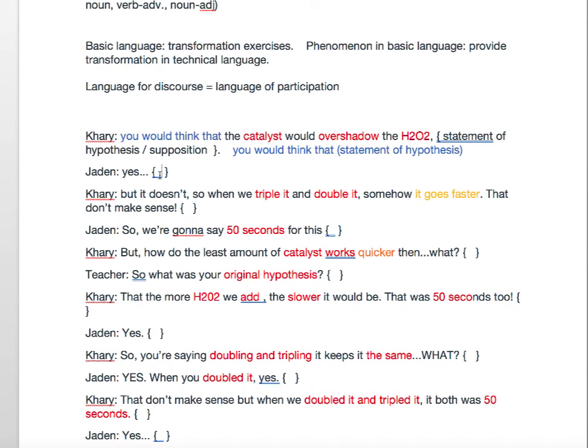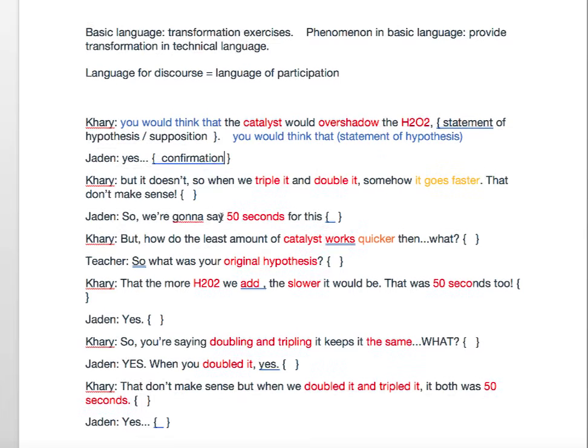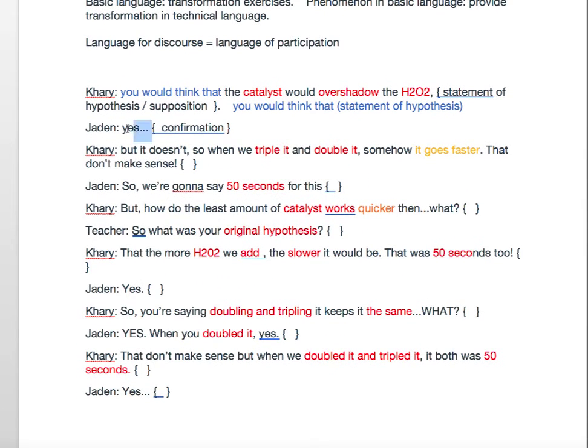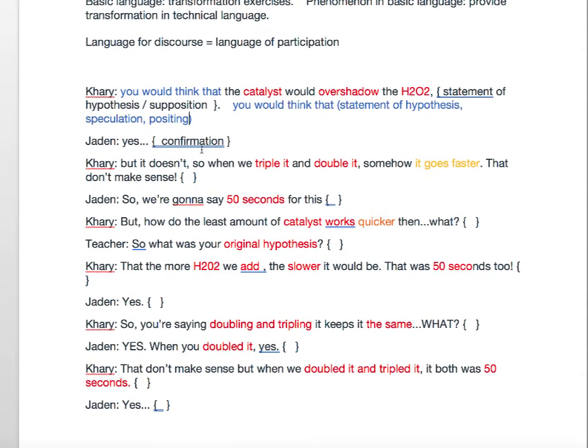And obviously this one here is confirmation. It's no great revelation there. This could also be considered speculation. There are lots of ways of describing what's going on here, but obviously the speaker has doubt and is positing an idea.